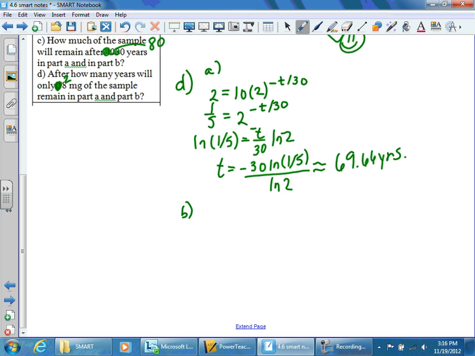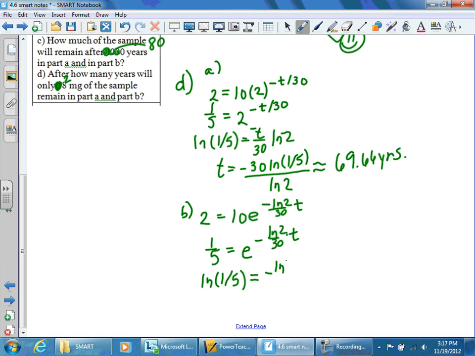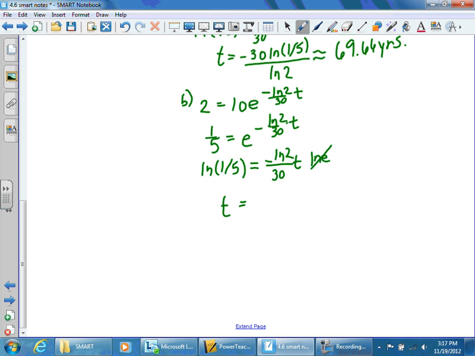All right, if I wanted to do it with part B, still going to divide first. ln both sides. ln of e is 1. So solving for t, we get the same answer.